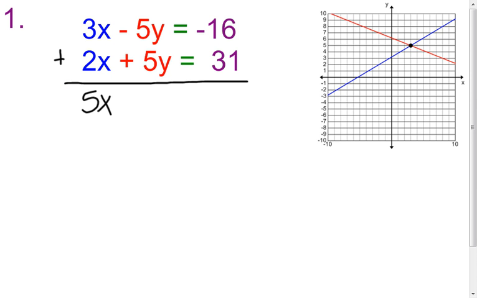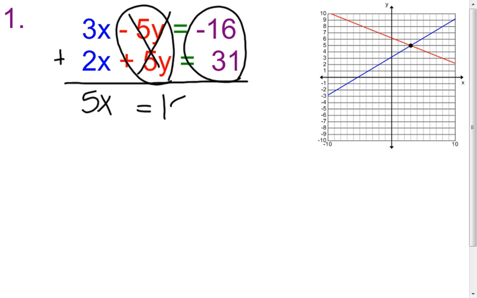Okay? So right now, when I add my two equations together, if I add 3x and 2x, I get 5x. That means my x's did not drop out. I still have some x's there, okay? But if I add my negative 5y and my positive 5y, that does make 0. Notice one is negative, one is positive of the same variable, same value, okay? Those drop out, and then on the other side, I have negative 16 plus 31, which I will add to make 15, okay?